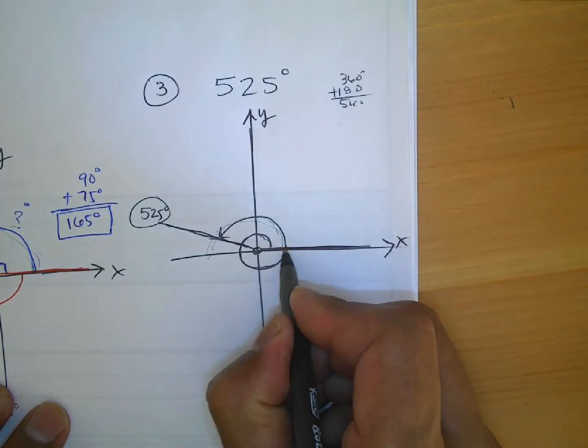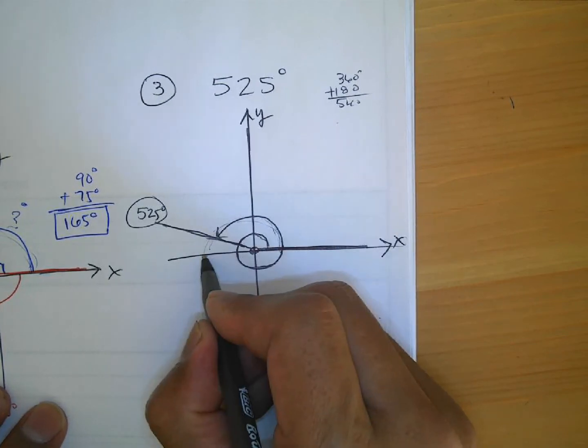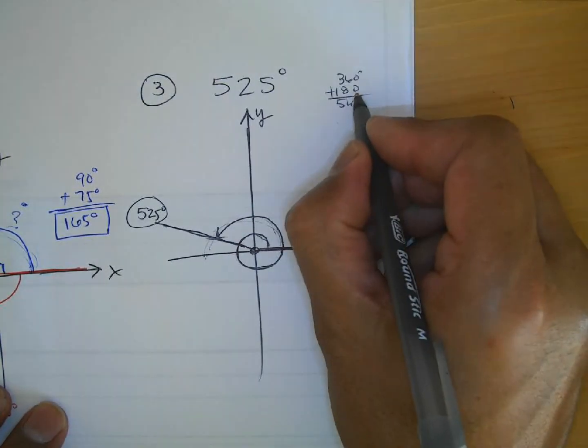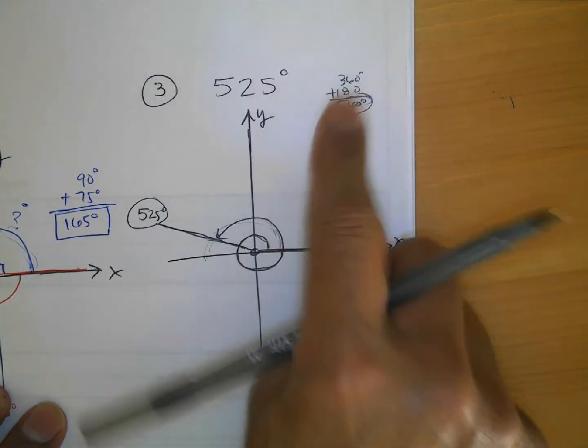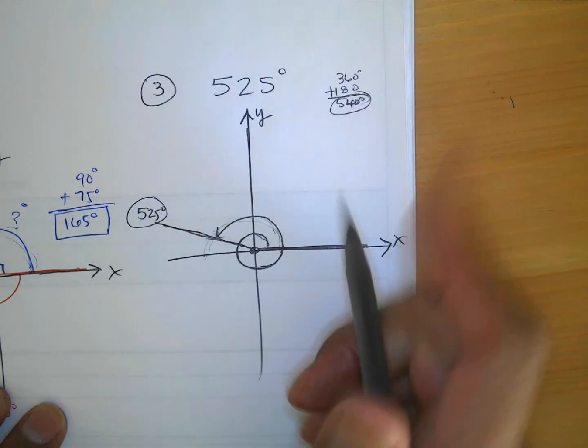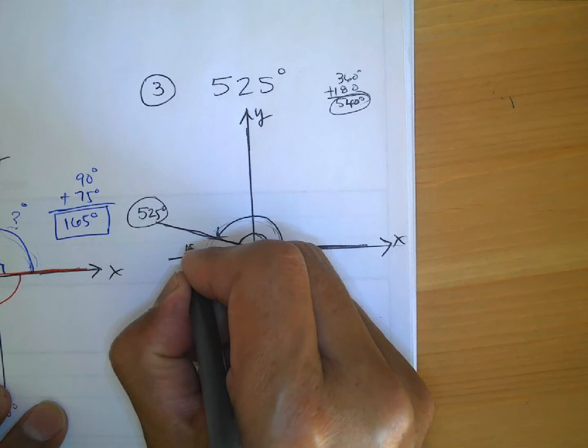Again, I went 360. And then I assumed I added 90 plus another 90 more. So that's 360 plus 180. 360 plus 180 is 540. 540 is too much, see? So if this is 540, I backed up 15 degrees.